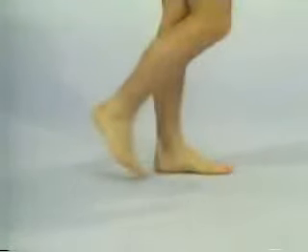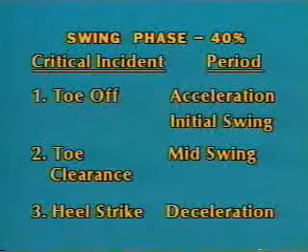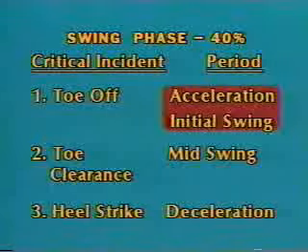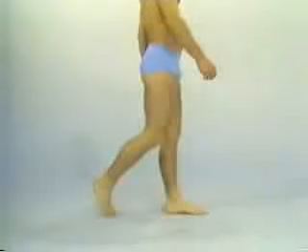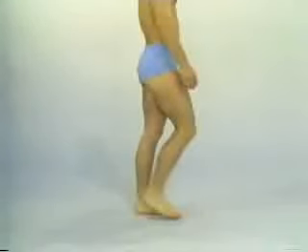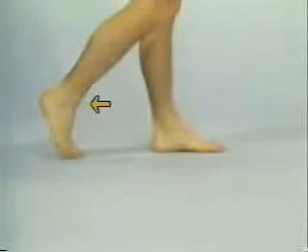Like stance phase, the swing phase can also be broken down into various periods. Acceleration or initial swing. Just prior to toe off, the iliopsoas muscle contracts to propel the leg forward by flexing the hip. This also results in knee flexion, which raises the leg, enabling the foot to clear the ground. The foot and ankle dorsiflexors also contract to give further clearance from the ground.